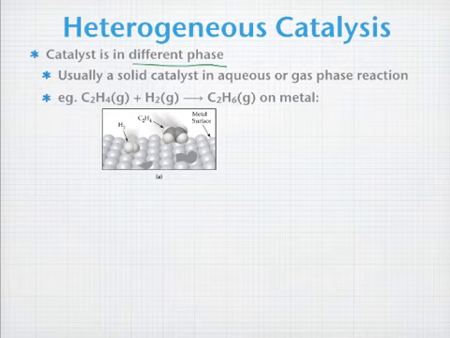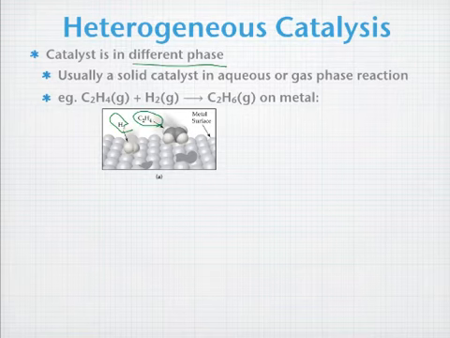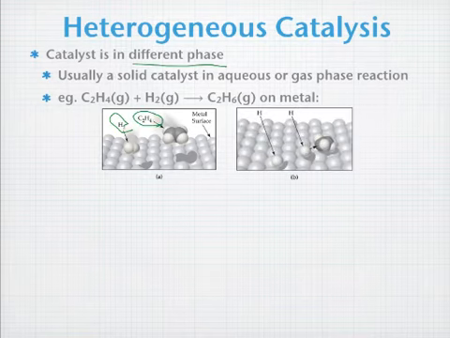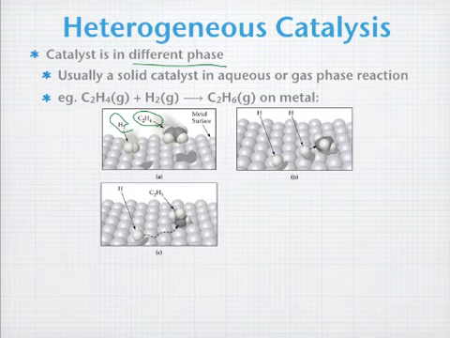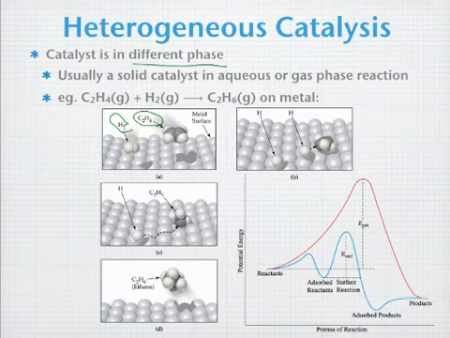And so we have this mechanism in which the H2 and the C2H4 adsorb onto the surface of the metal, and the H's break apart, and one of the H's then comes over and reacts with the C2H4, and then the second H atom comes over and reacts with the C2H5, and finally the molecule, the ethane, desorbs from the surface, and this is the activation energy. This is the reaction pathway that would show this particular reaction.